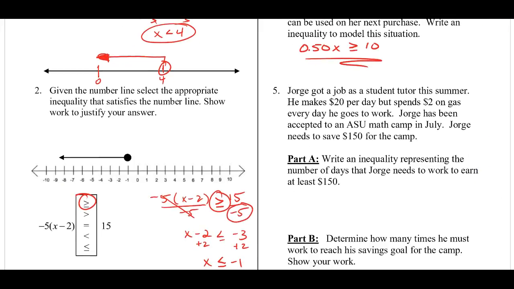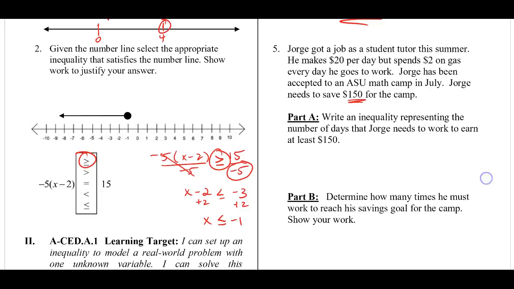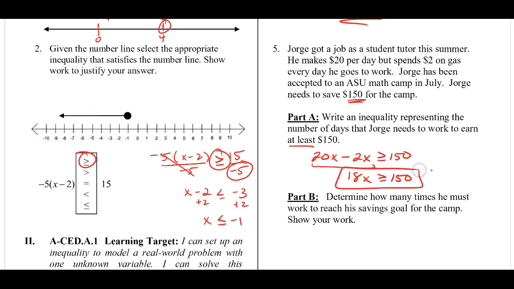5. Jorge got a job as a student tutor. He makes $20 per day but spends $2 on gas. He's going to go to a math camp and needs to save $150. So part A, write an inequality representing the number of days that he needs to work to earn at least $150. So he makes $20 per day, but then he spends $2 per day, and that needs to give him a total of at least, that's greater than or equal to $150. So if we combine these, we get 18x is greater than or equal to $150. There's his inequality.